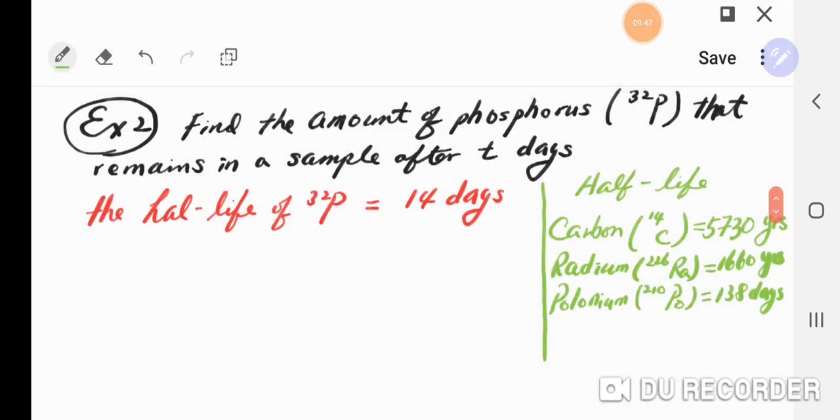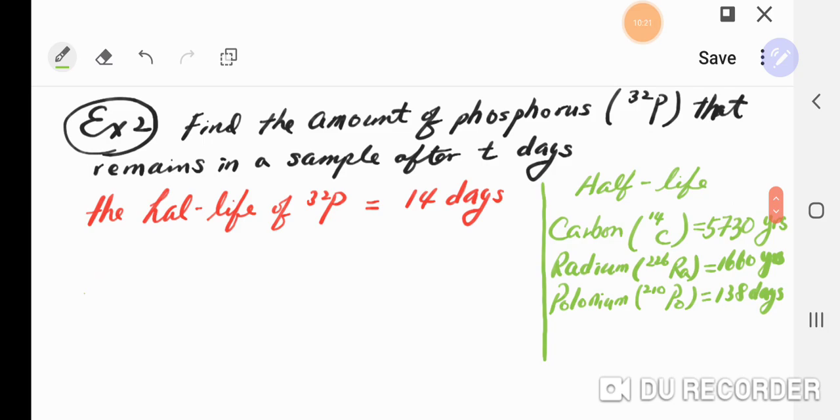In exercise example 2, we will find the amount of phosphorus-32 that remains in a sample after t days. This is related to half-life questions. Half-life means the initial amount is reduced by half, based on the material. So in this phosphorus case, after 14 days, the amount will be reduced by half. So we can use the exponential decay function.